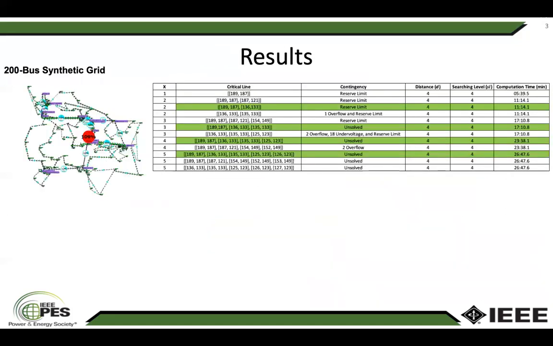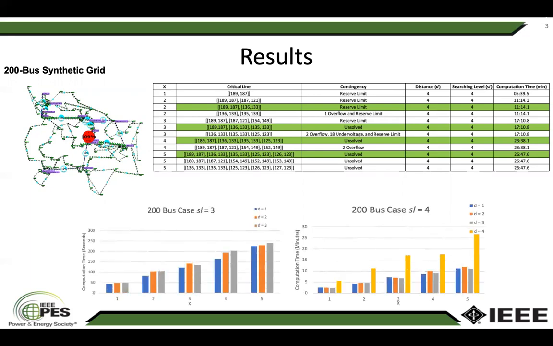In this paper, we apply our framework to 2 synthetic grids. The first one is the 200 bus case, and here's the result with the distance and the search level both equal to 4. Compared to our previous algorithm, the new framework finds more critical combinations of branches, which are highlighted in green. We also look into the computation time regarding the searching level and the distance, and we find the computation time increases almost linearly with those values.